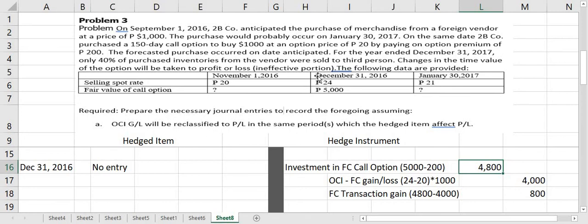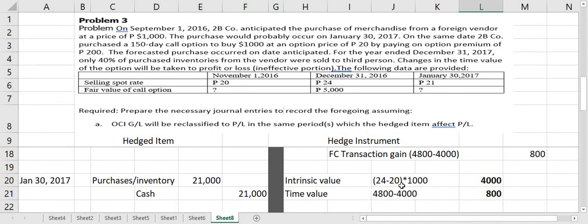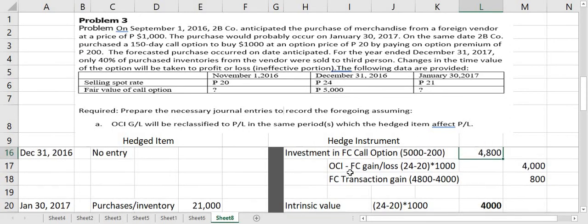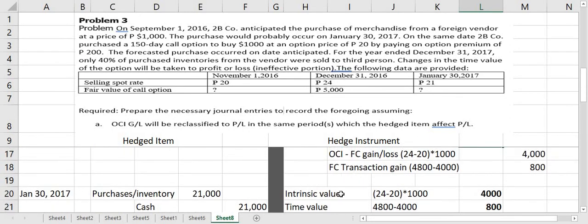Kasi favorable yan. May 4 na difference multiplied by 1,000. Kaya effectively, yung ating intrinsic value component is 4,000. Sa 4,800, sa 5,000 na fair value. Dahil wala tayong beginning balance ng intrinsic value, therefore, the entire 4,000 is the amount of the increase of the intrinsic value component sa ating fair value ng ating option contract. So that's 24 minus 20 times 1,000, that's effectively 4,000. 4,000 siya kaagad dahil wala tayong beginning balance sa intrinsic value.